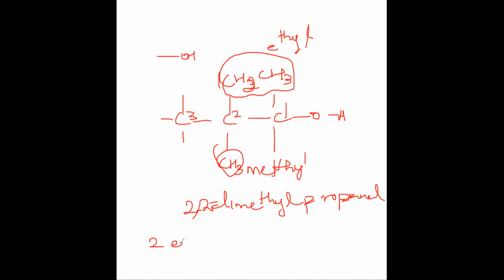2 ethyl, and then again you can say 2 methyl, okay? The position of the two branches, and then propanol. But in between the number and alphabet, you just put hyphens. That's it. Okay, clear?